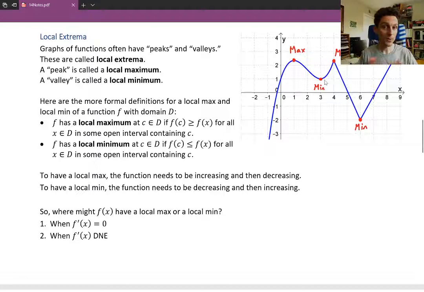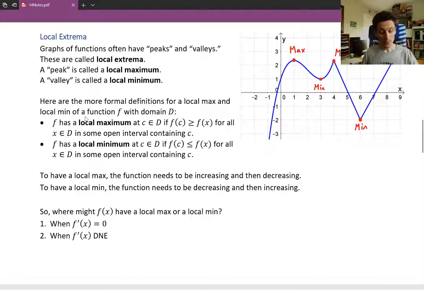Remember, we're always moving to the right when we're talking about increasing and decreasing. So you can see for this max, the second max, we're increasing and then decreasing. And then for the second min, we're decreasing and then increasing. So maxes happen when you go up and then down, mins happen when you go down and then up.